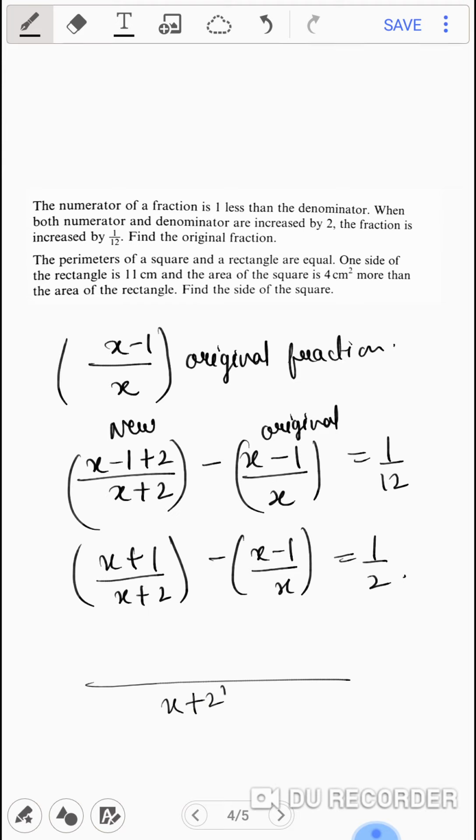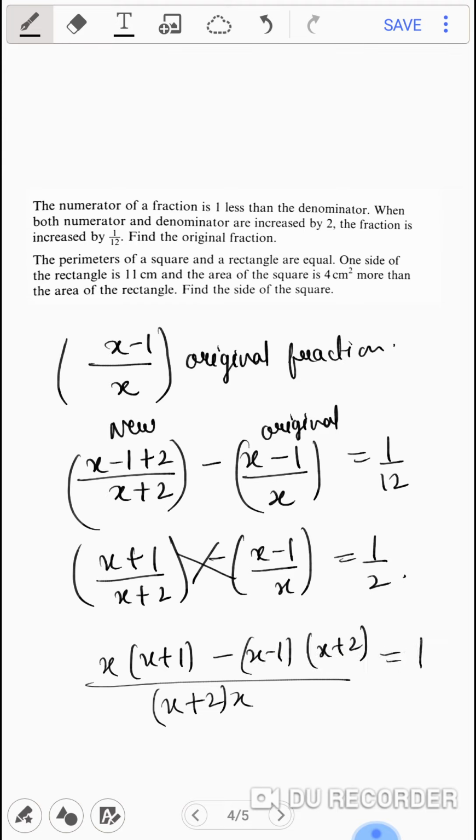Cross multiply, take the LCM. You have to open up the brackets, solve the equation, and let me know what you are getting as a value of x.